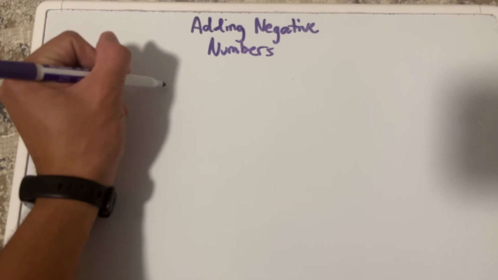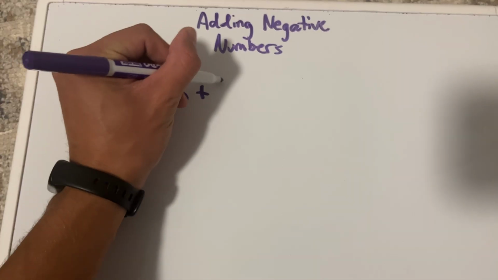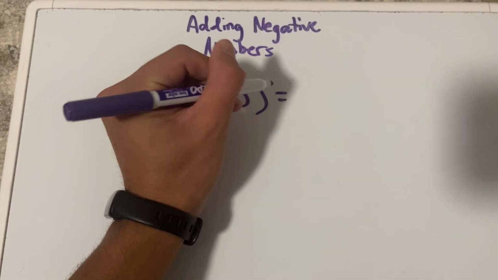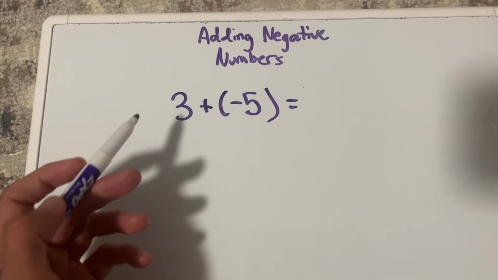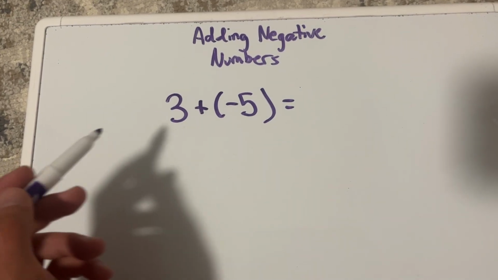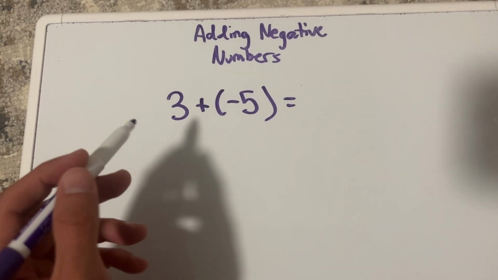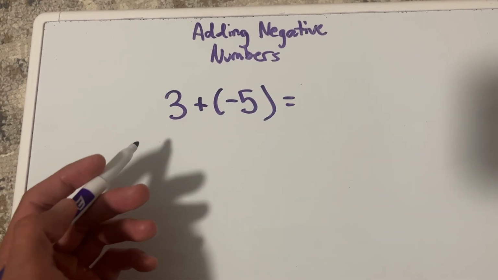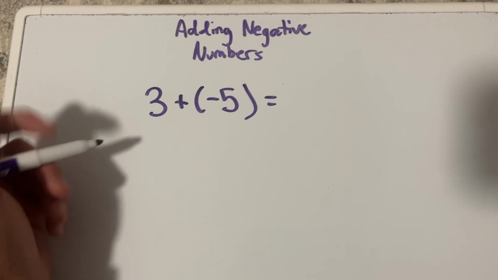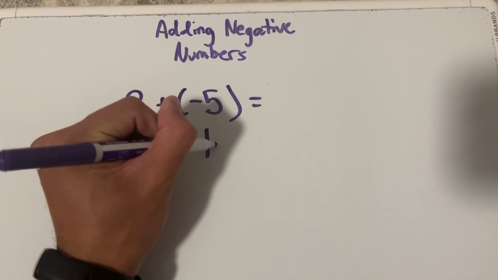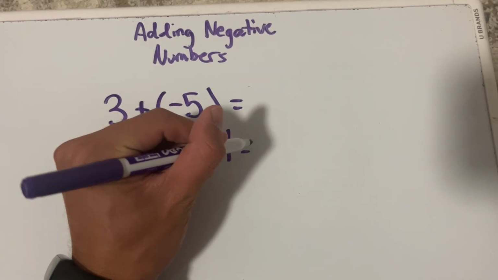So let's say we have something like 3 plus negative 5. Right now, we have two numbers with different signs. We have a positive number in 3 and a negative number in negative 5. What I like to do is look at the absolute value of these two numbers. I see that the absolute value of 3 is 3, and the absolute value of negative 5 is 5.